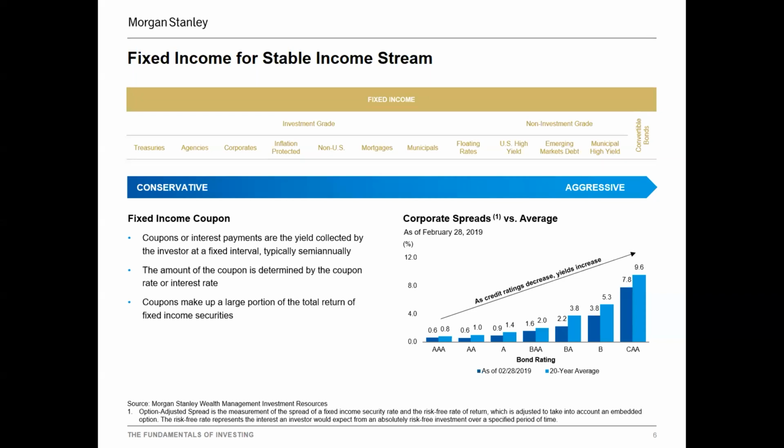Municipal bonds are issued by state and local governments, as well as their agencies, such as water and sewer authorities, or public power agencies. And these bonds may be backed by the general taxing power of the issuer, or can even be secured by the revenues from a specific project.